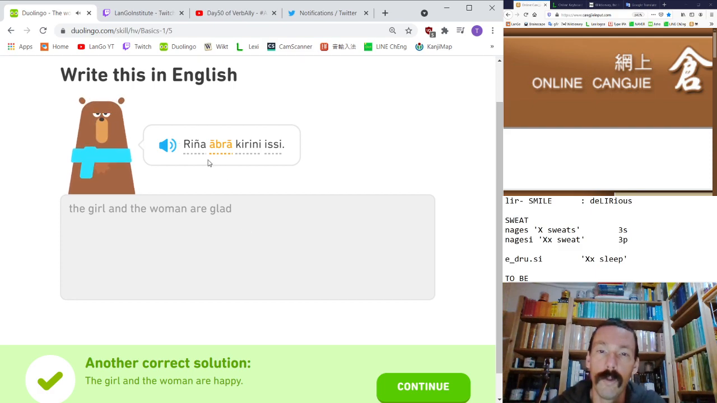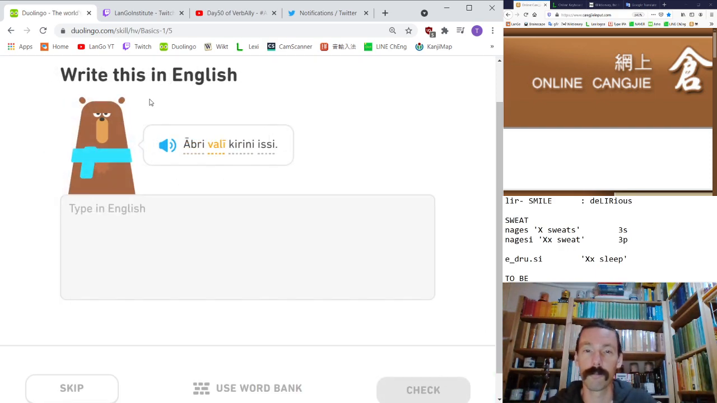So, no word for and here, just these two singular nouns are to be understood as a conjoined phrase, and then the verb naturally is plural, or logically, I should say. Adjective and the verb are marked plural because it's a conjoined subject too. Abrivali kirini isi.